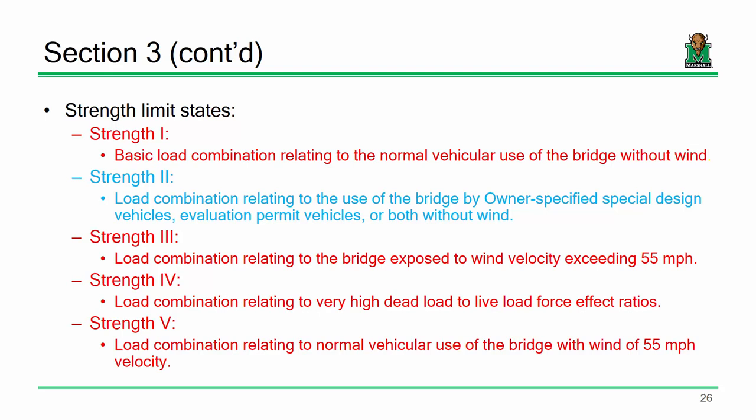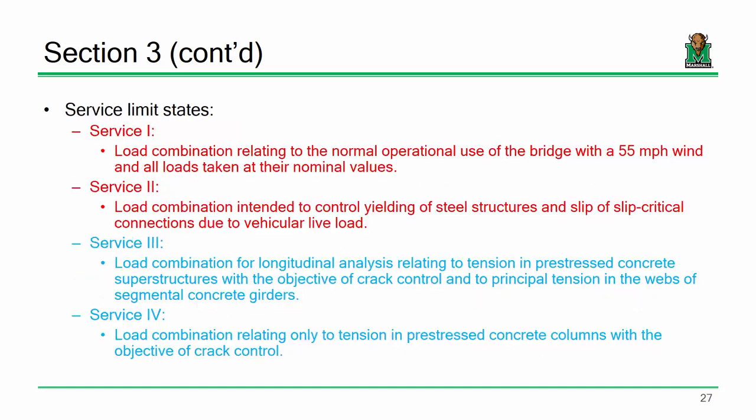Strength 4, this is a really big one during construction. Very high dead to live load force effects. During construction, there's no trucks on the bridge, but there's a lot of dead load, okay? So that's where that's coming from. Sound good? All right. So, difference between Strength 3 and Strength 5: Strength 3 is if you've got a really, really heavy wind on it. Strength 5 is if you've got wind and vehicles on it at the same time. That's where the difference comes in.